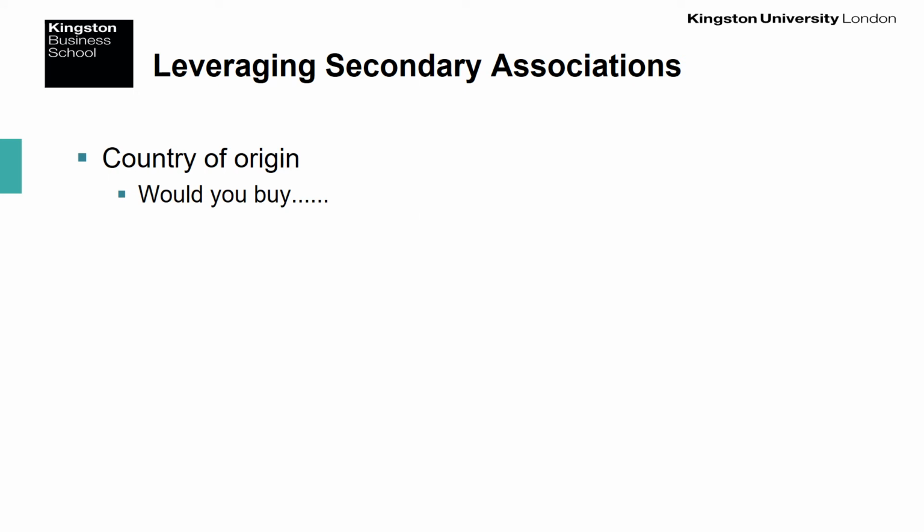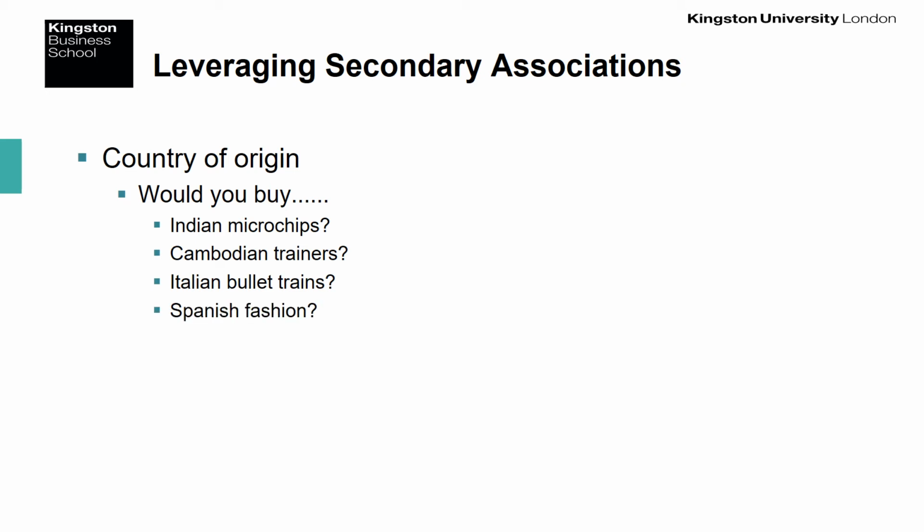However, what if the country doesn't have strong positive associations for the product category? For example, would you think it would be a good thing to buy Indian microchips? Is India known for microchip manufacture? Cambodian trainers, bullet trains from Italy, Spanish fashion clothing. Well, actually, you do buy all of these, you just might not know it.